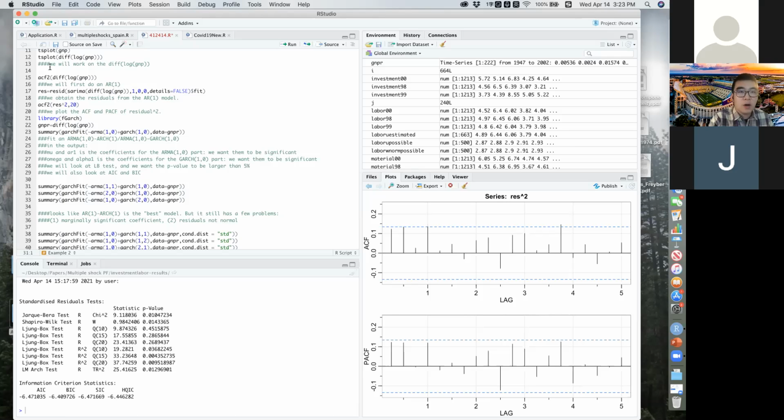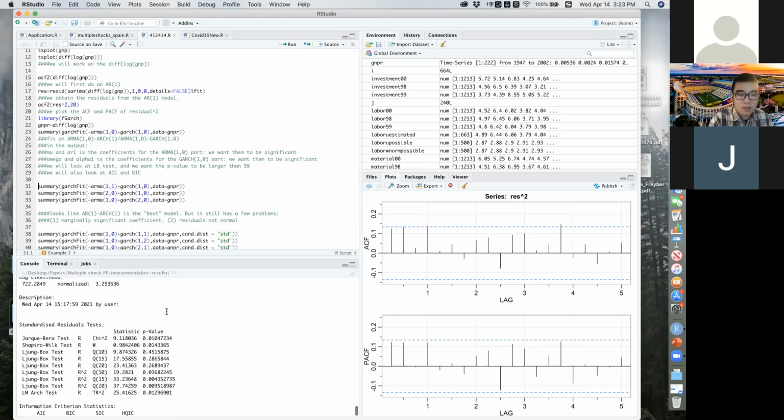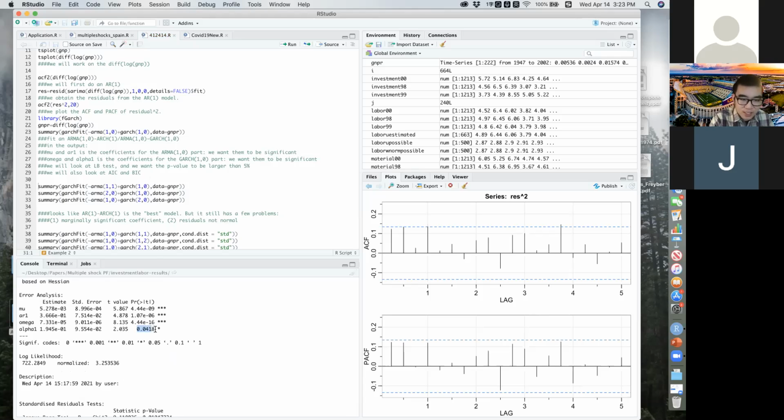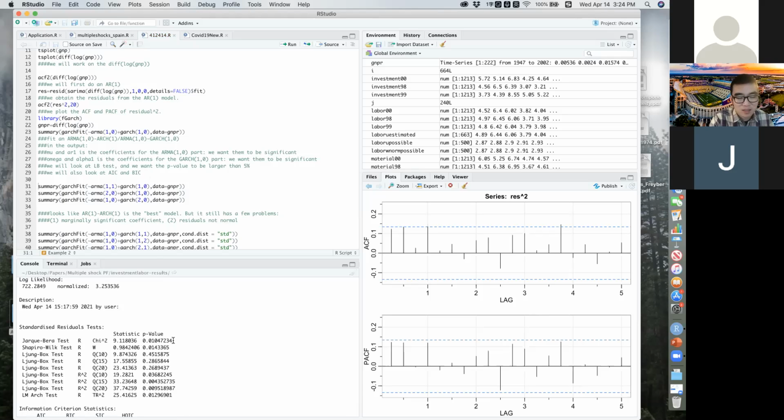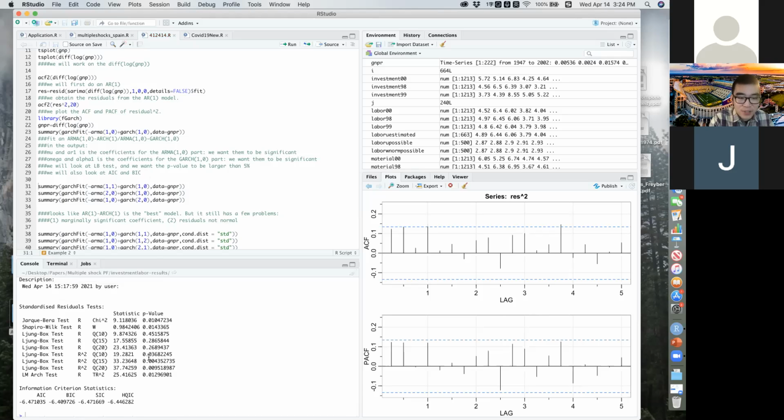Right. So just by looking at the output, I realized that one of the coefficients here is marginally significant, which is not bad, it's acceptable. But I noticed that there are a couple of LB tests that are statistically significant, suggesting that we perhaps have better models. So what are those better models? That's basically the model selection process.